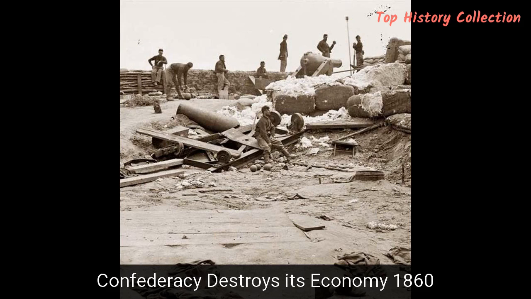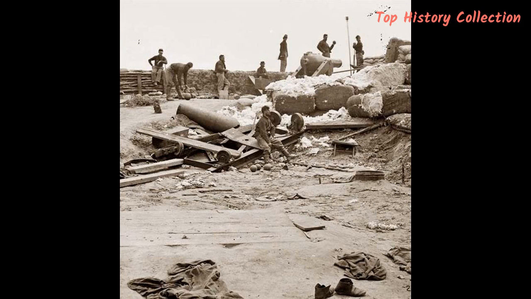Number 2. Confederacy destroys its economy, 1860. During the U.S. Civil War, a major goal of the Confederate Army was to secure diplomatic recognition from European nations. Since cotton was essential to the economies of England, France, and other nations, they cut off cotton exports to force recognition.